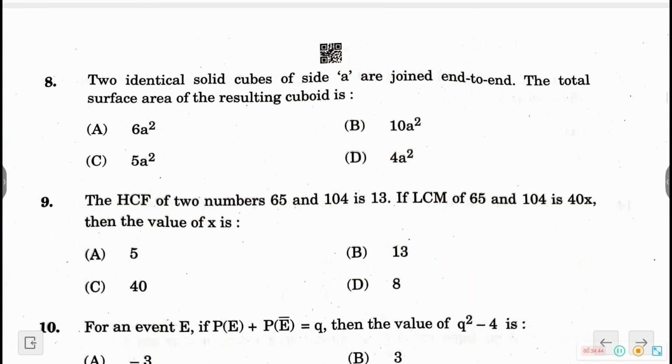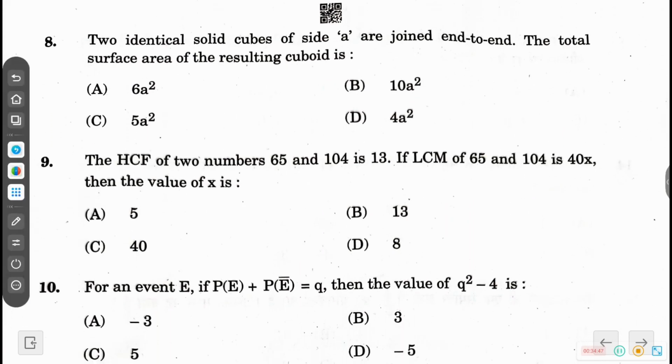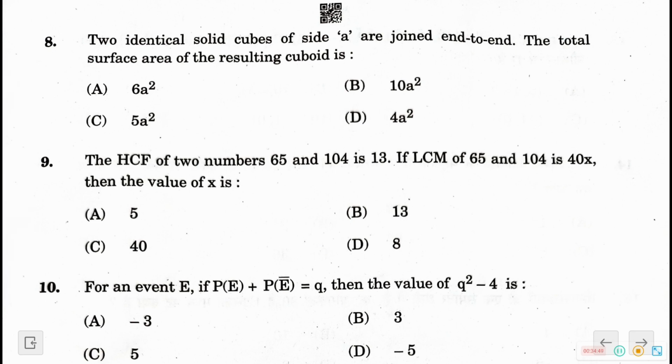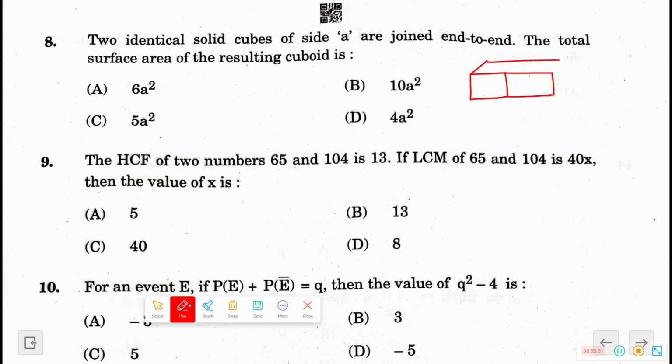Question number 2, identical solid cubes. This is a different question. It did not come in the previous two. Two identical solid cubes of side A are joined together. Let us take this as one cube and this as another cube. When they are joined together, this total will be the length, this will be the breadth, and this will be the height. Since the side of the cube is A, B is equal to A, H is also A, but the length will be A plus A, 2A.